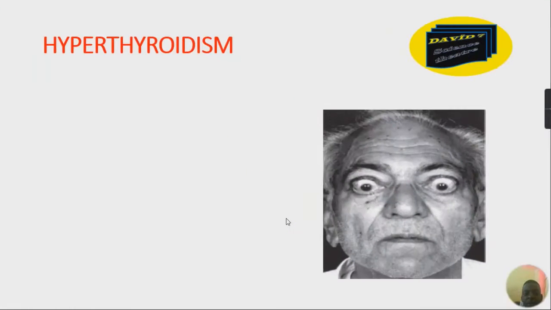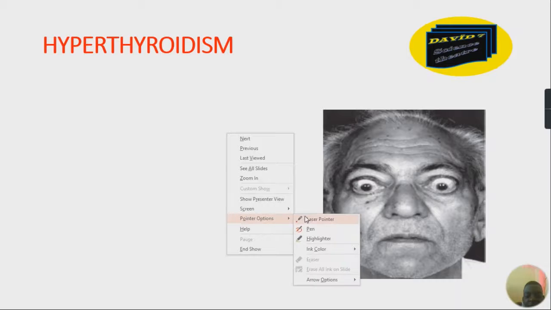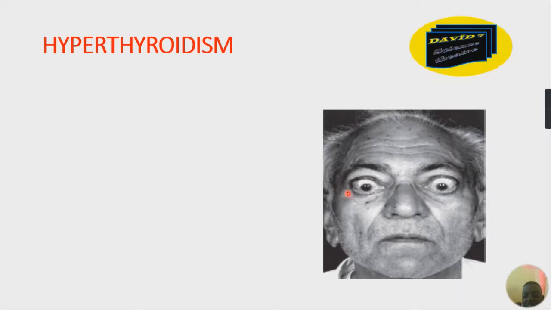Alright, hyperthyroidism, we are starting with that. You can look at this man. He has an abnormality. It's bulging out of these eyes here. Yes, the eyes bulged out.